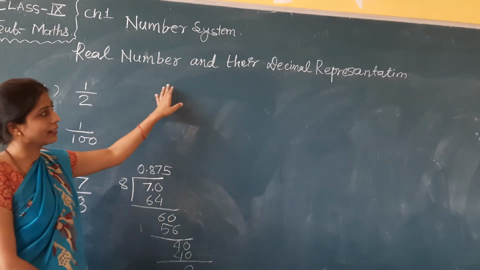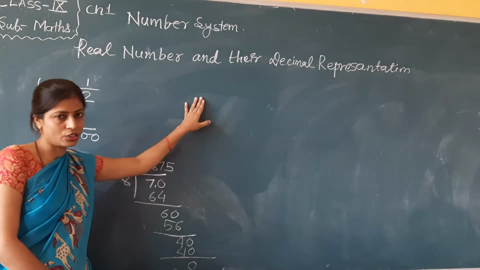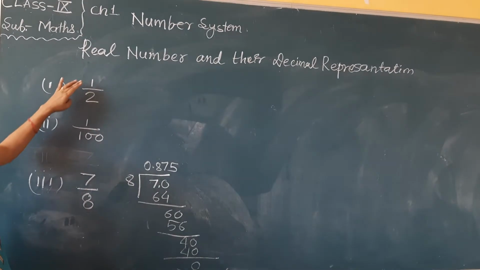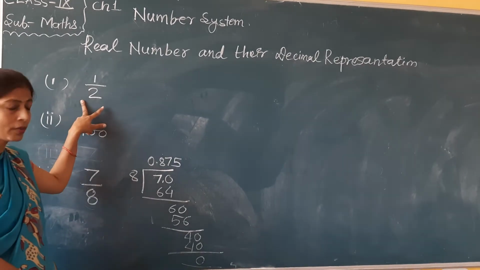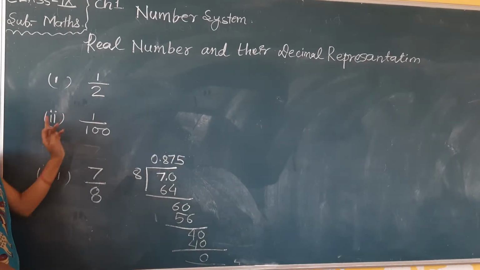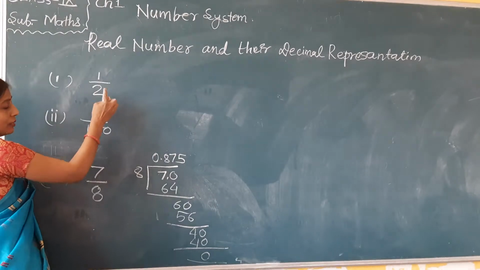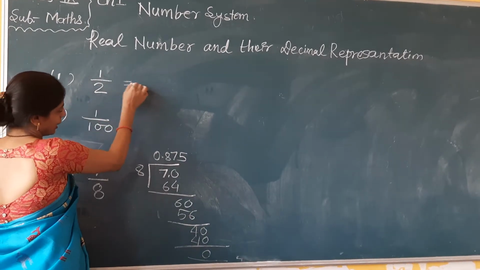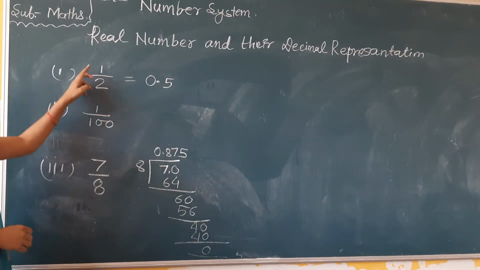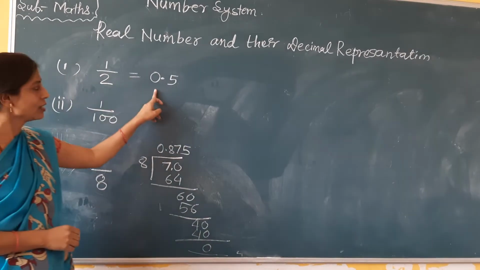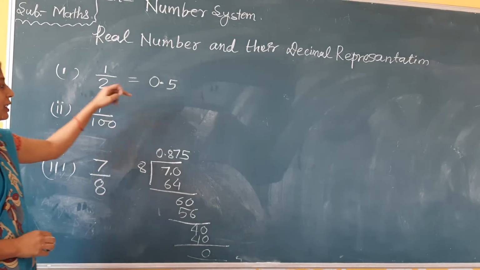Real numbers and their decimal representation. So 1 by 2 is a real number. How do we represent it in decimal form? The decimal form of 1 by 2: when we divide 1 by 2, we get 0.5, which means the decimal representation of 1 by 2 is 0.5.